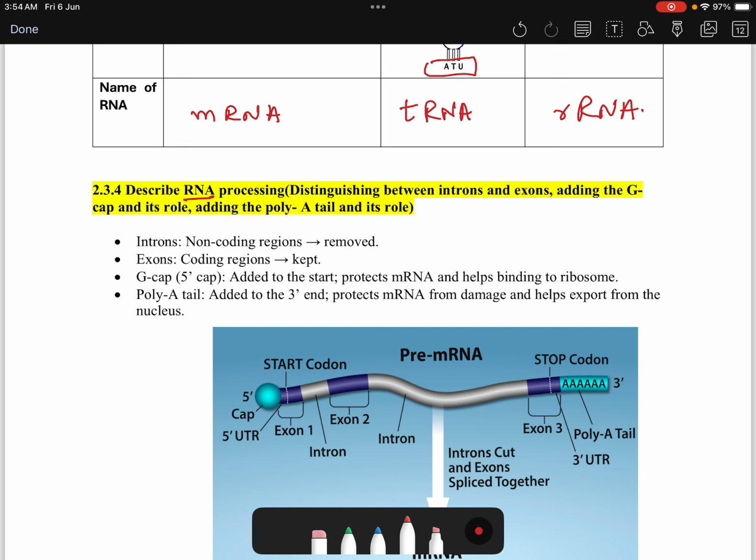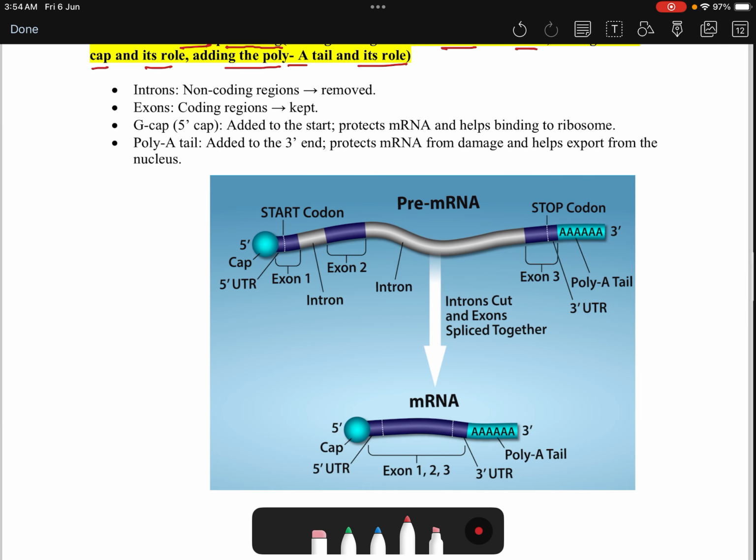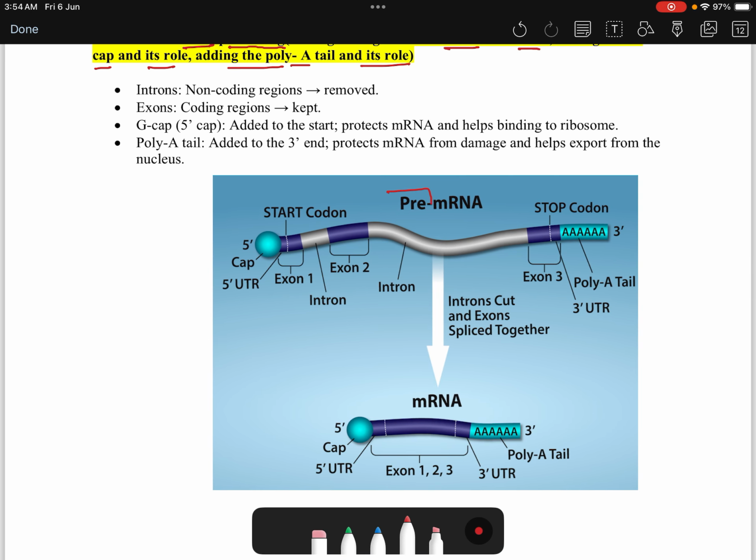Describe RNA processing. Distinguish between the introns and exons, adding the G cap and its role, and adding the poly A tail and its role. Okay. Now, in this one, the most important thing is that we should know what is RNA processing. RNA processing is a process in which pre-mRNA is converted into your final mRNA.